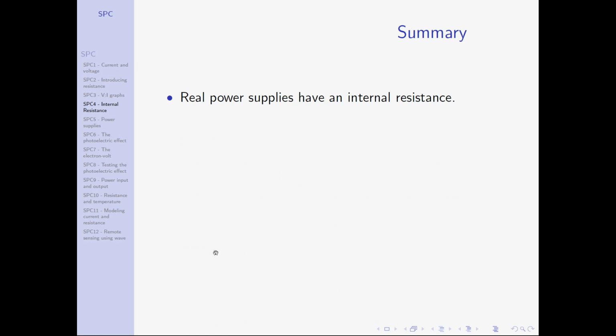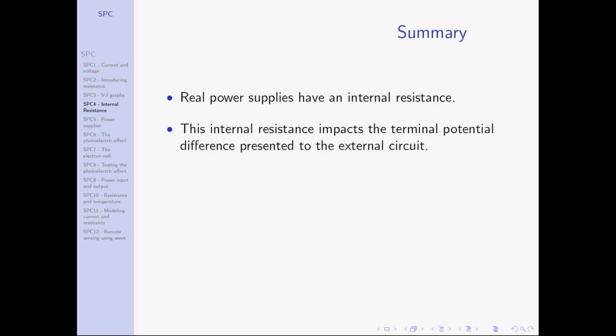So this lesson we've had a brief introduction into when we move away from our ideal physics classroom, we get into the real world and we get real problems with real power supplies having a real resistance. And depending on the current that's flowing through a circuit, this might have a fairly negligible effect, or it might have a considerable effect, and we'll have to take that into account when we're planning our circuits. So there we go.